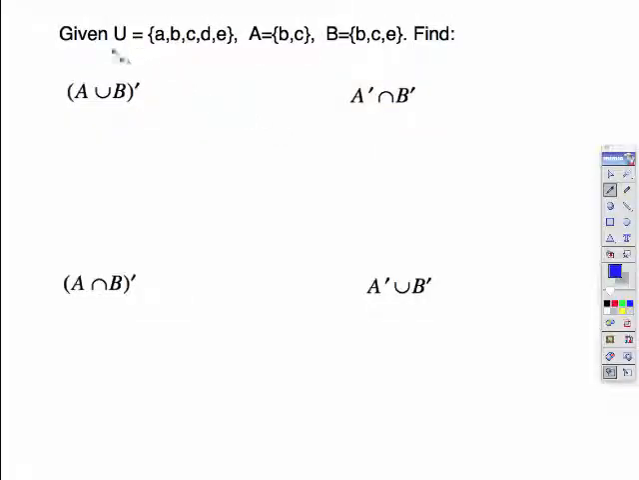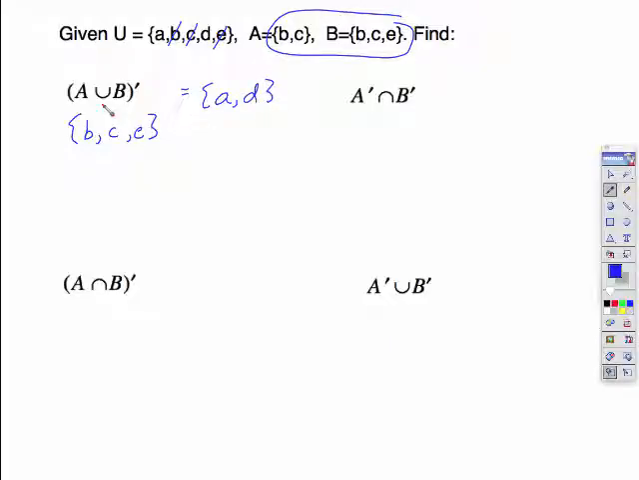So we have these three sets, the universal set, A and B. We want to find A union B knot. So A union B first will be B, C, E. But I want the complement of that, so I need to eliminate B, C, and E from the set, and what I get is the set that contains A, D. Now, according to De Morgan's laws, look at this. This is A union B knot. It should equal A knot intersect B knot.